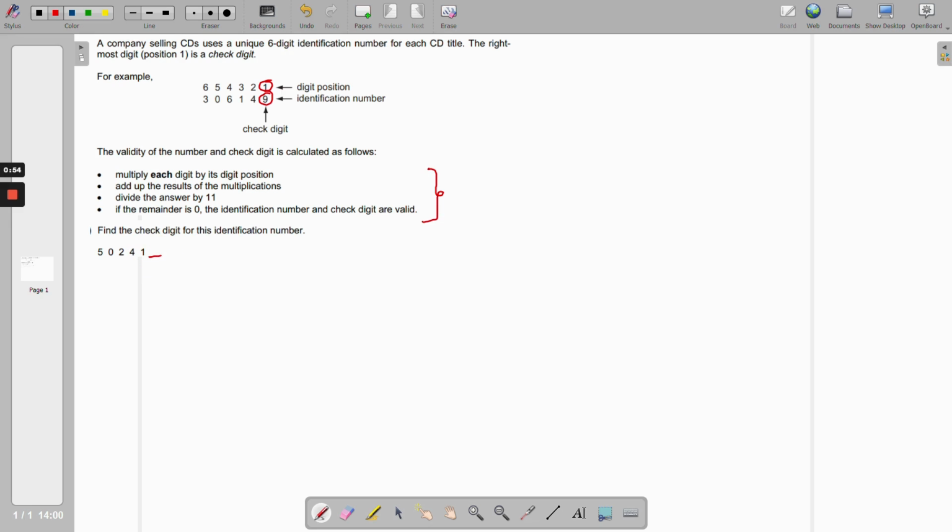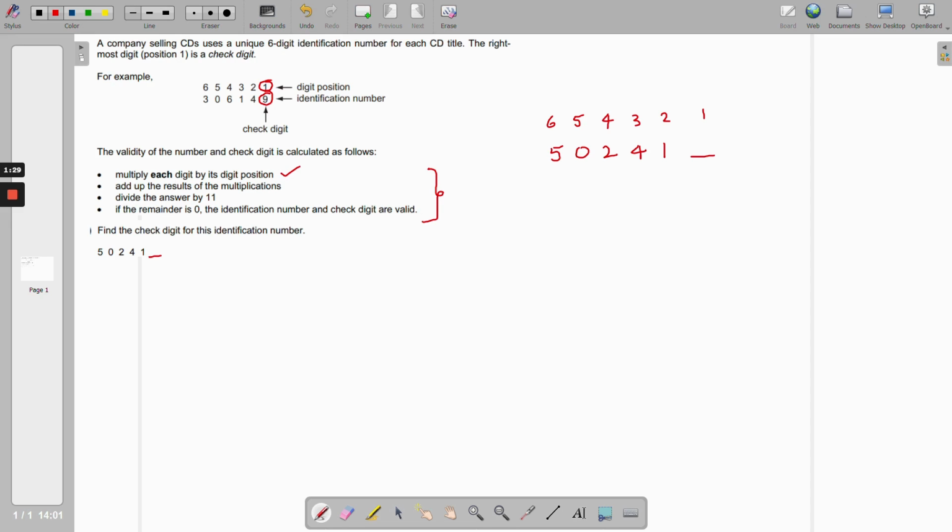To do this, what we need to do is take the number 5, 0, 2, 4, 1, and this is the digit that we need to calculate. And if you look at the digit positions, this digit is at position 1, this is at 2, 3, 4, 5 and 6. So according to the first point in the algorithm, multiply each digit by its digit position.